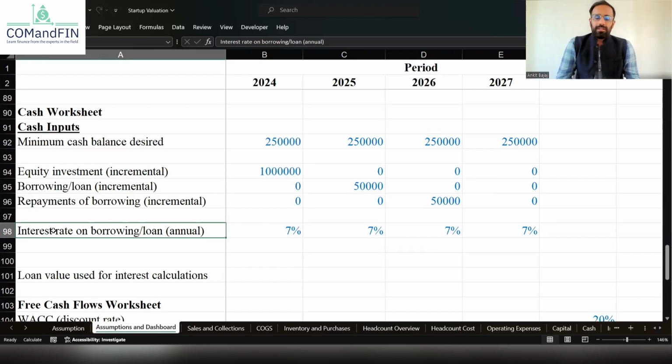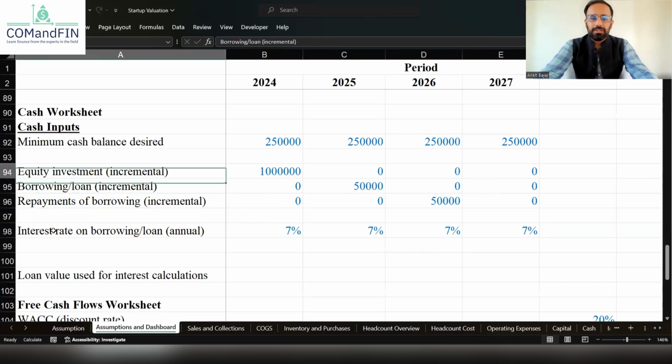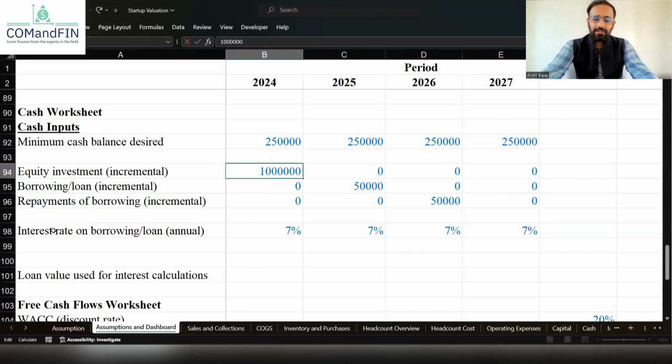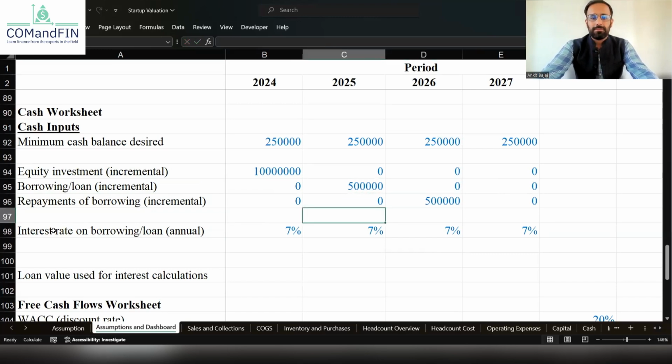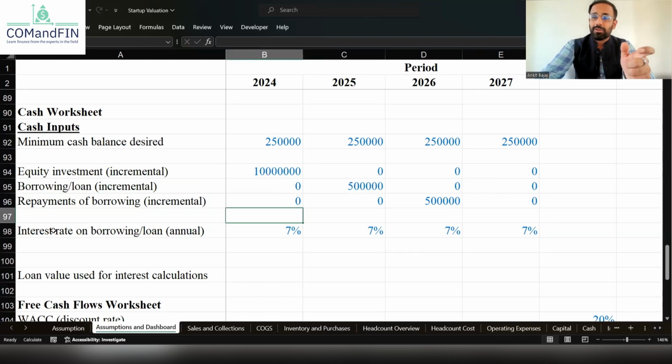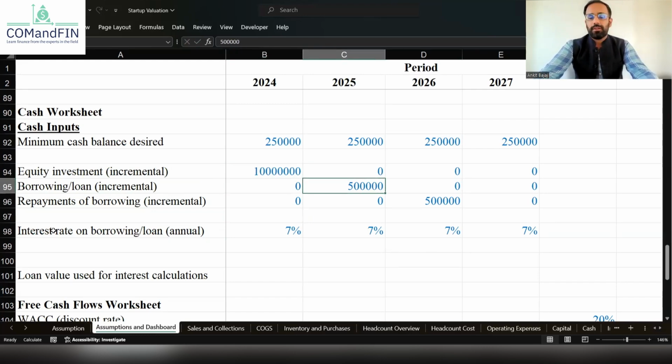So you can see the equity investment amount is 10 lakh. Here I will make a small change. Instead of 10 lakh, I will take 1 crore, and instead of 50,000, I will take 5 lakh. So you will get a much better idea because the expenditure size is going to be a little high in this case. Equity investment is 1 crore, borrowing is 5 lakh, and the company has repaid this amount in third year. The interest rate on borrowing is 7%.